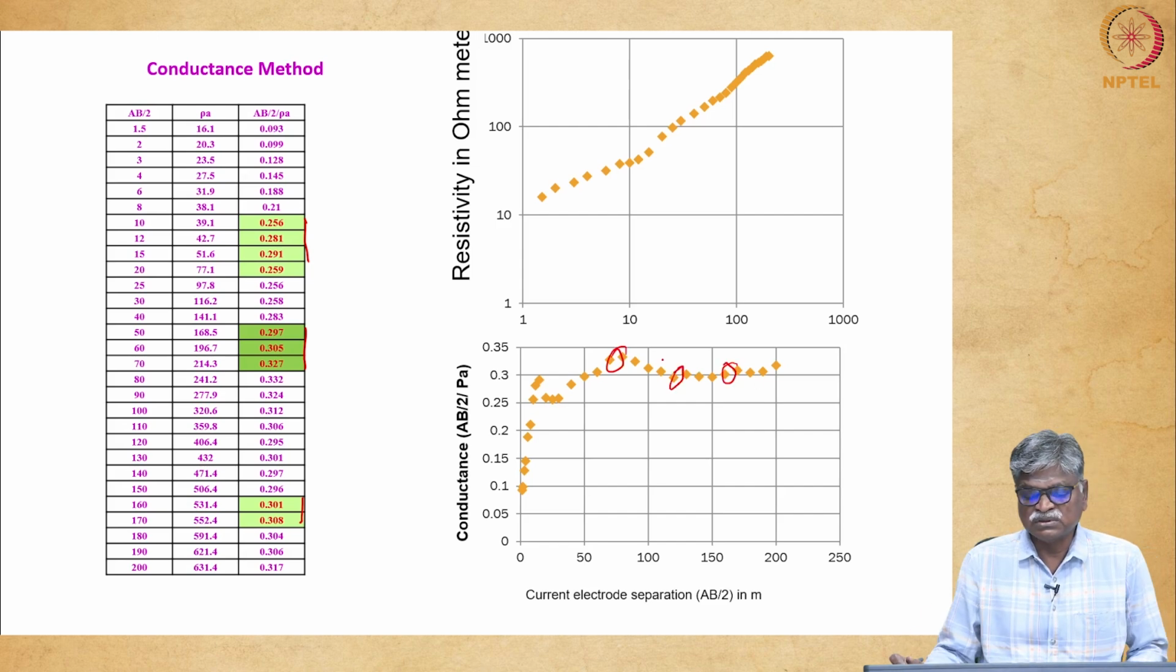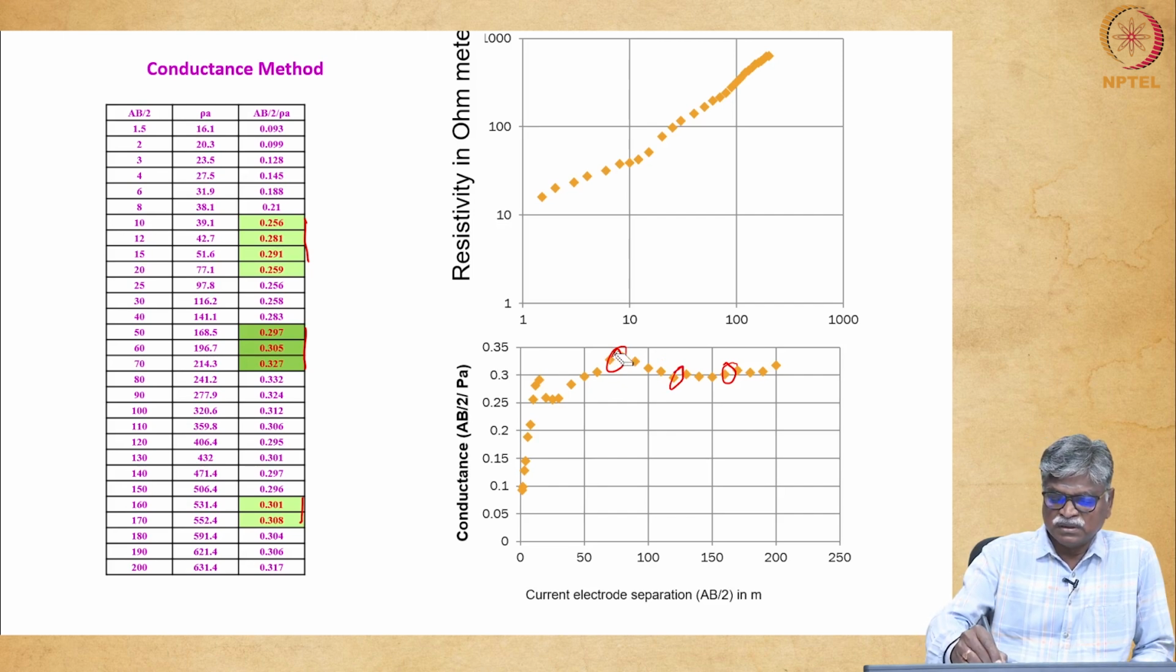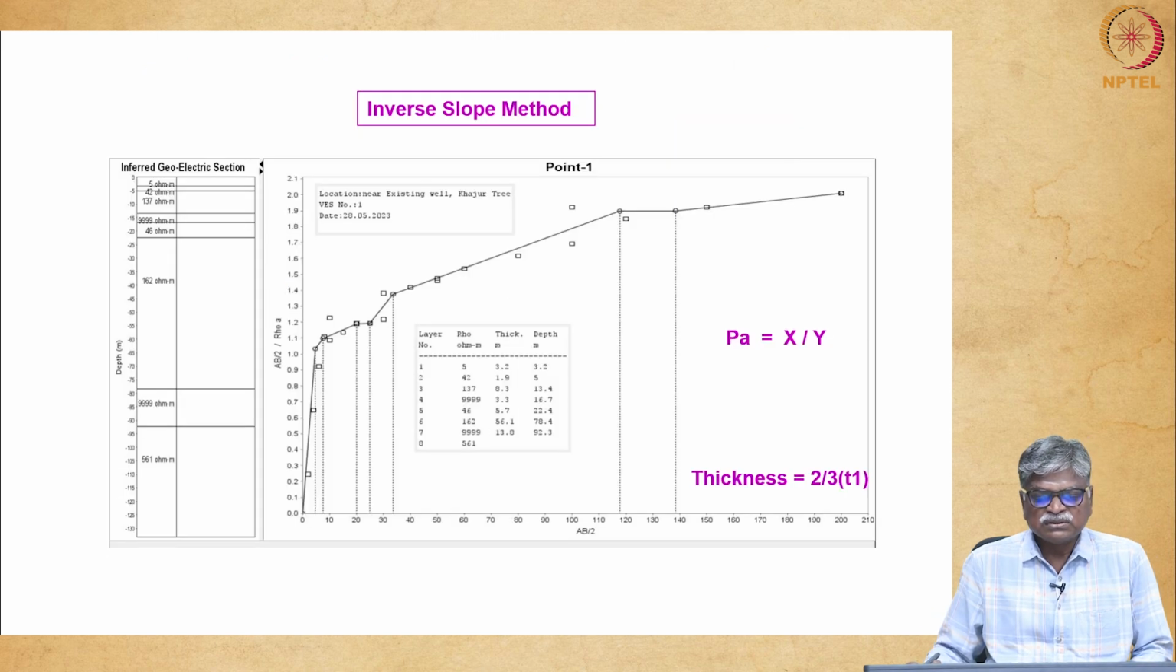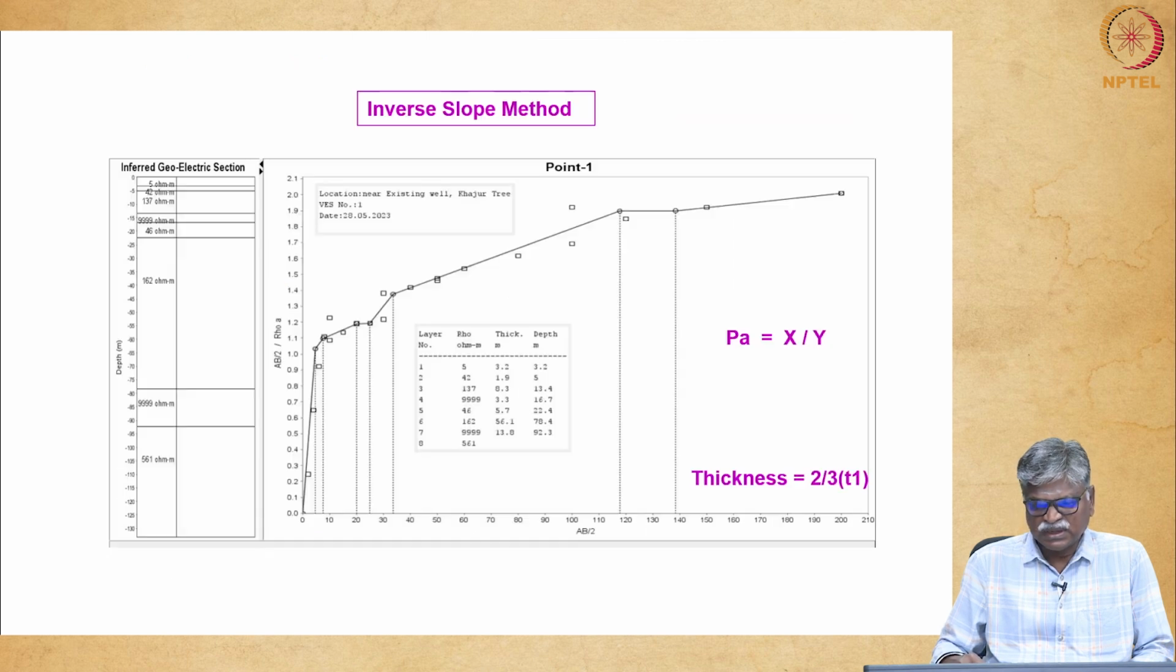Your conductance zones we can easily interpret. We can give the site also. That is also inverse. That is what I told, that conductors was nothing but the inverse slope method. For this inverse slope method also we can decipher the first layer, second layer, third layer. There is one software, inverse slope method software.